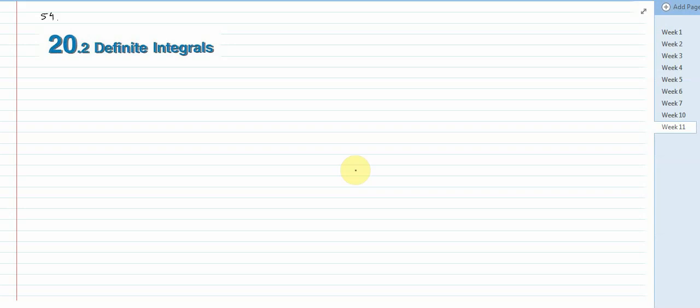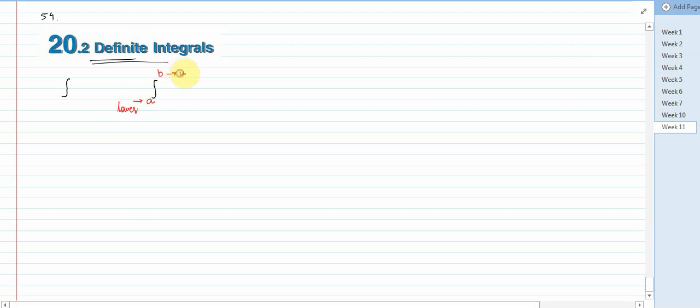Alright students, in this session we are going to start exercise 20.2 which contains definite integrals. First, we need to highlight the difference between definite and indefinite integrals. In the last couple of classes we discussed indefinite integrals, which are represented by this symbol. Definite integrals are represented by the same symbol, but with limits: any two numbers, where a is the lower limit and b is the upper limit.